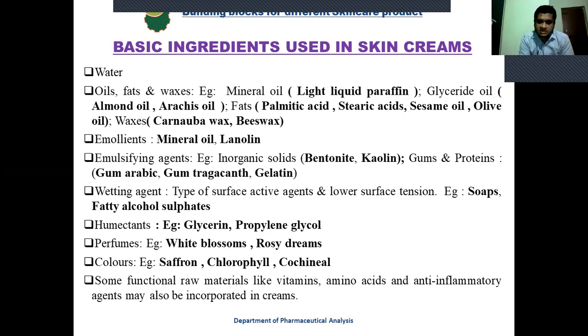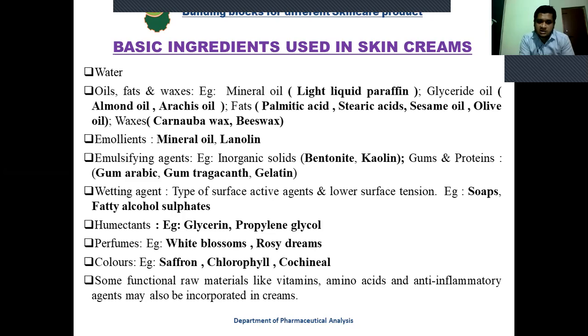Another thing I have not added here is the preservative. Preservative will also be added to inhibit the microbial growth. To inhibit the microbial growth we can add a preservative, like sodium benzoate or methyl paraben. So those we can add as preservatives.